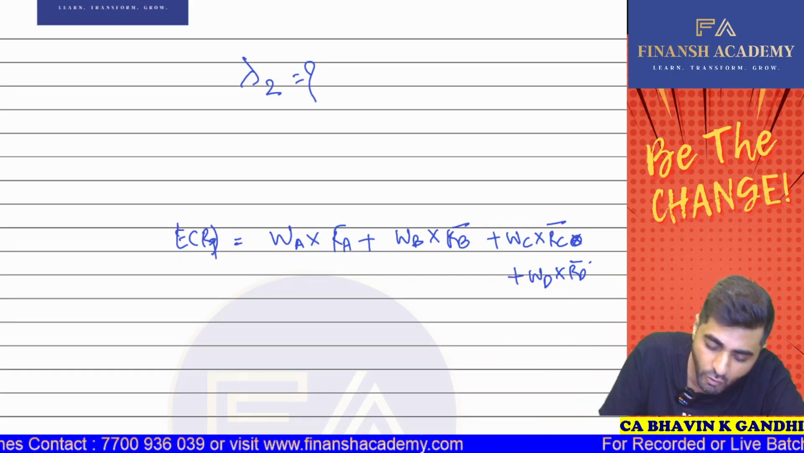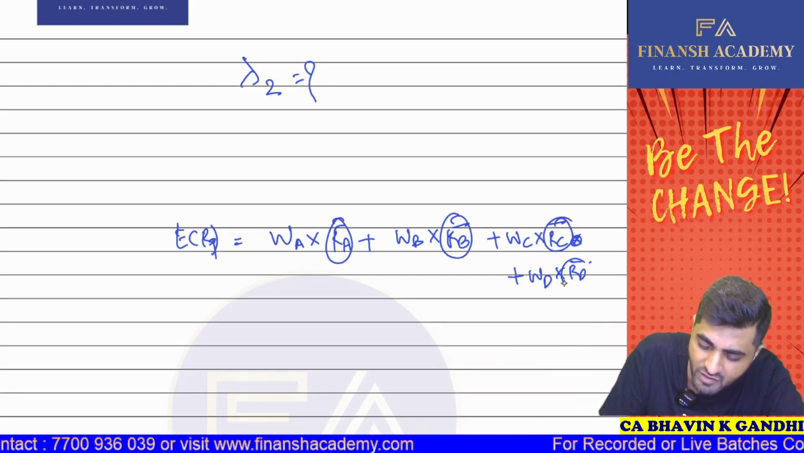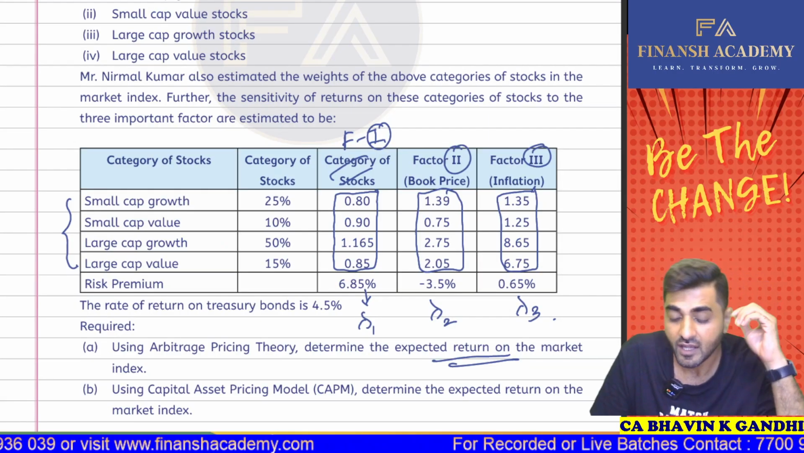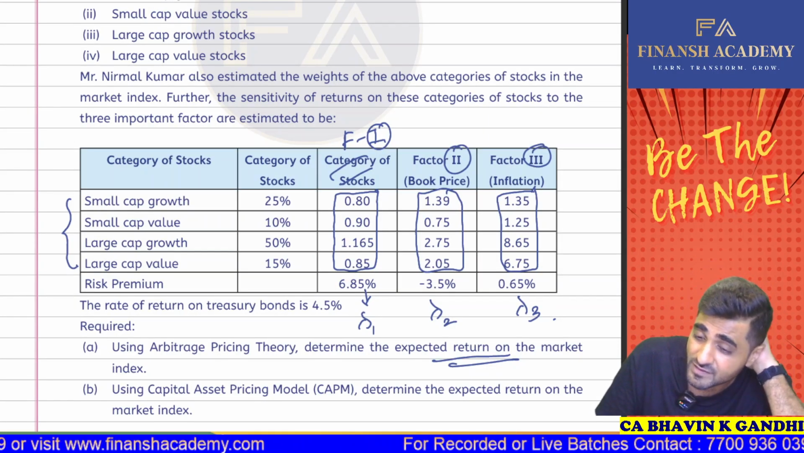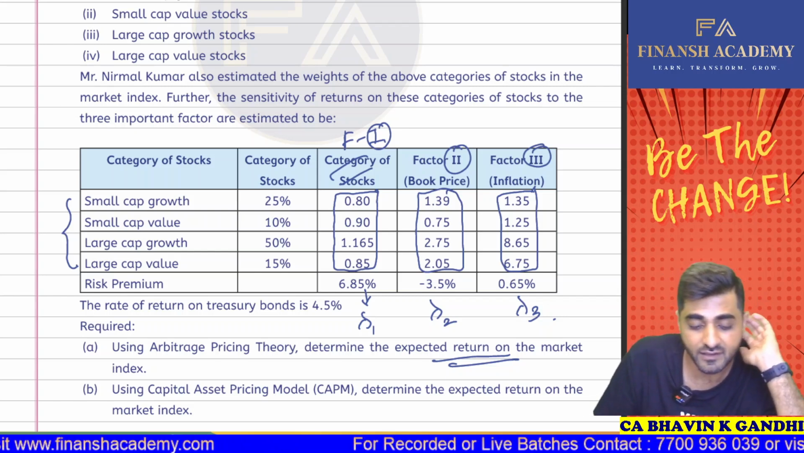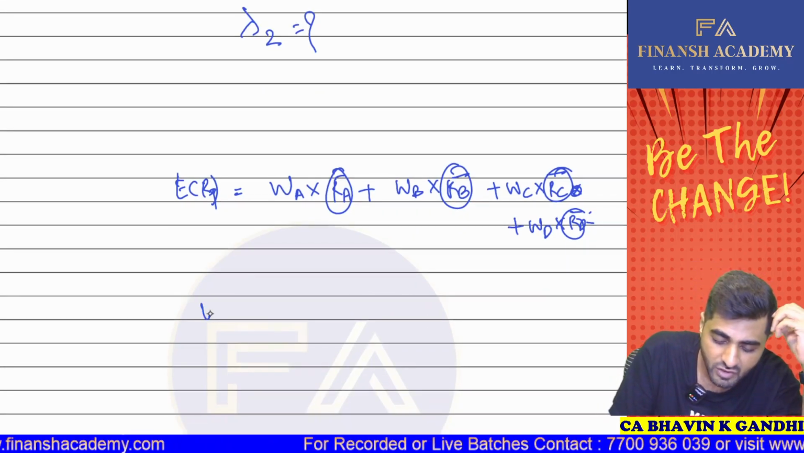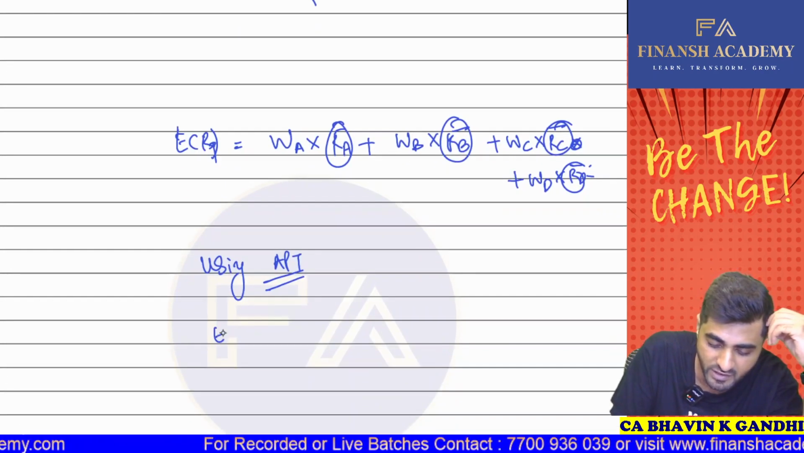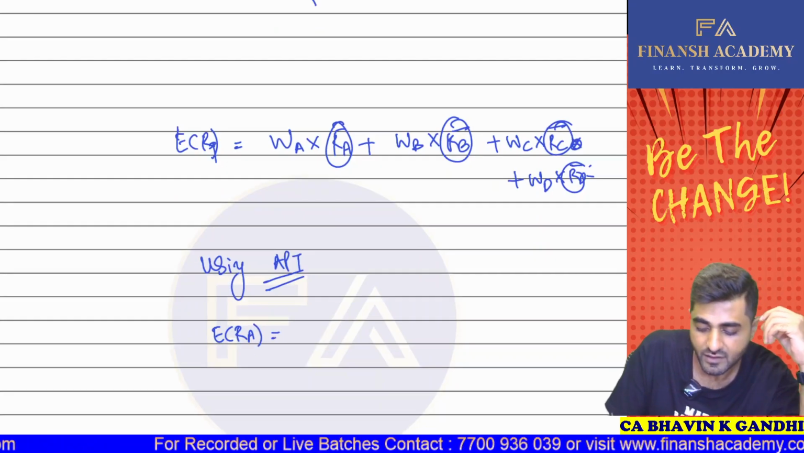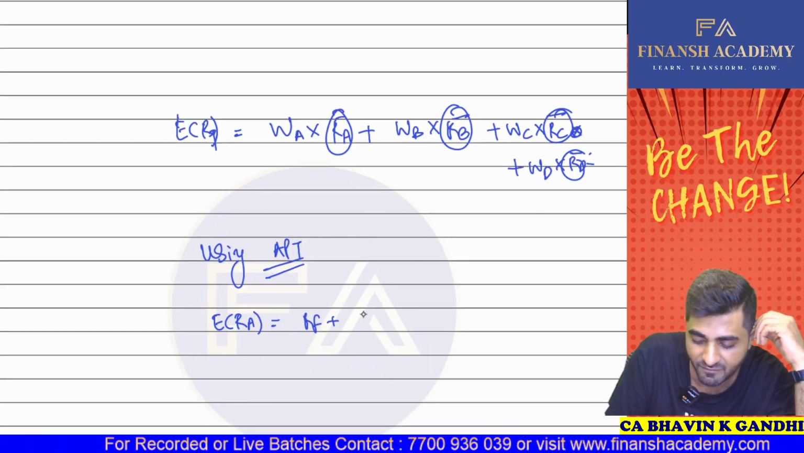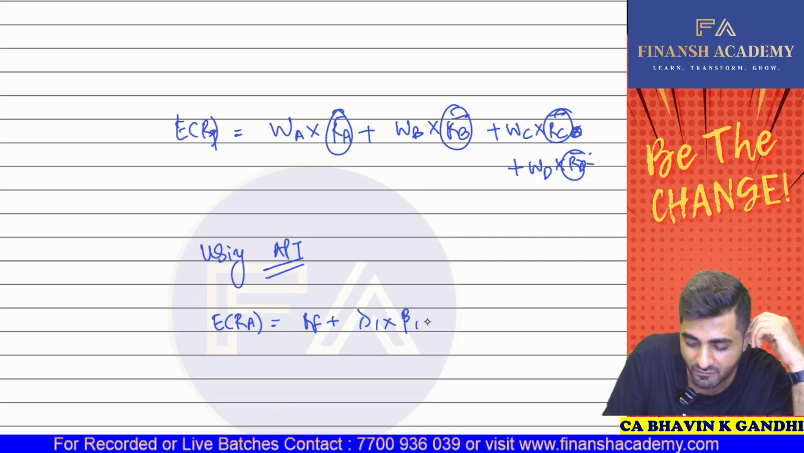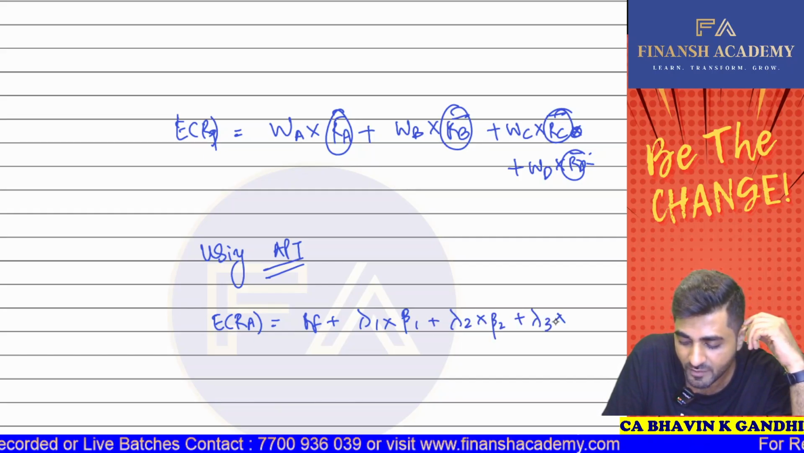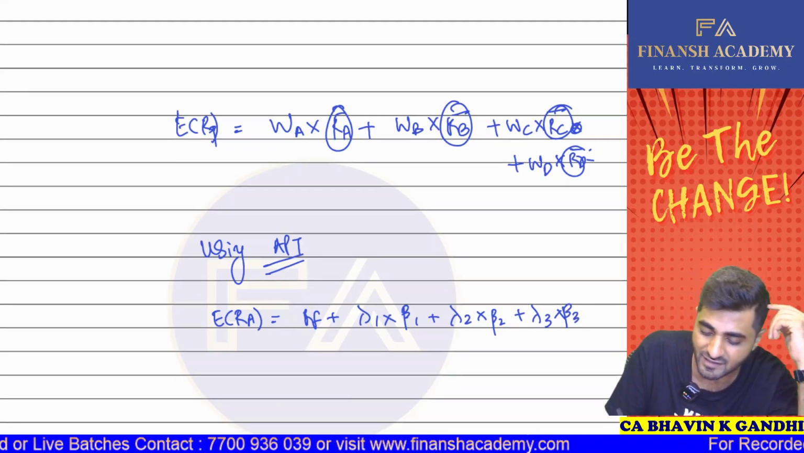And how do we calculate the returns of each and every security? My dear students, we can calculate this by using arbitrage pricing theory, by using your APT. Using your arbitrage pricing theory, we can calculate the expected return for A. That can be calculated by taking RF plus lambda 1 into beta 1 plus lambda 2 into beta 2 plus lambda 3 into beta 3, and these are the three factors.